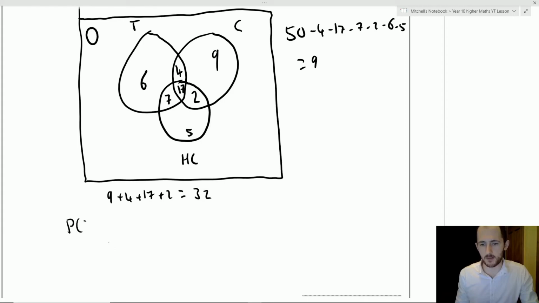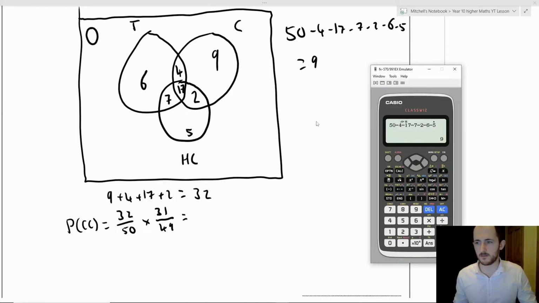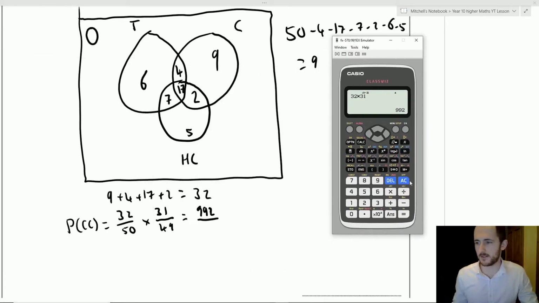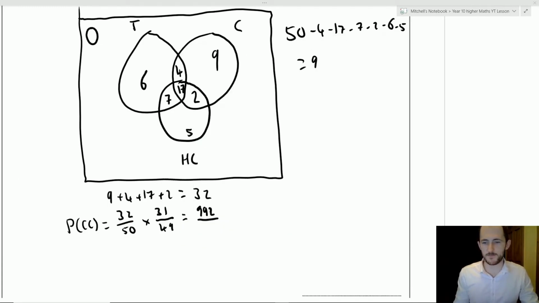Probability that they both like coffee. It's going to be 32 over 50. Now they won't choose the same person again, so we subtract 1 from the number of people that like coffee and 1 from the total number of people. Okay, and once again, should be a calculator paper question, but if it's not, it doesn't matter. 992. You can do this by hand, I know, but I don't think you want to watch me just do, like, you know, column method multiplication. So 2,450, and that is 5 marks.